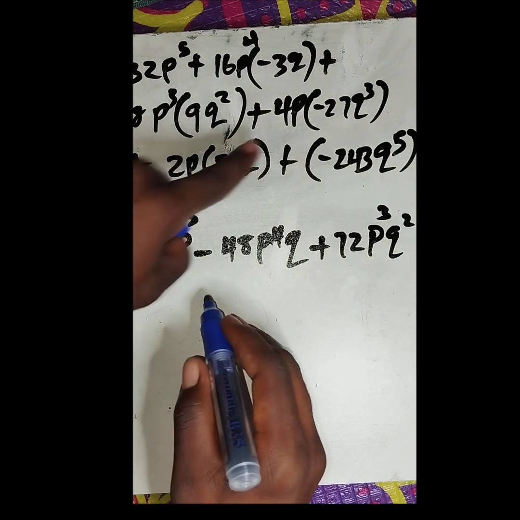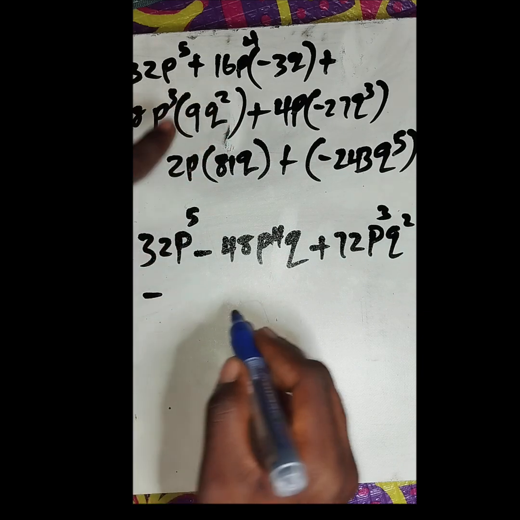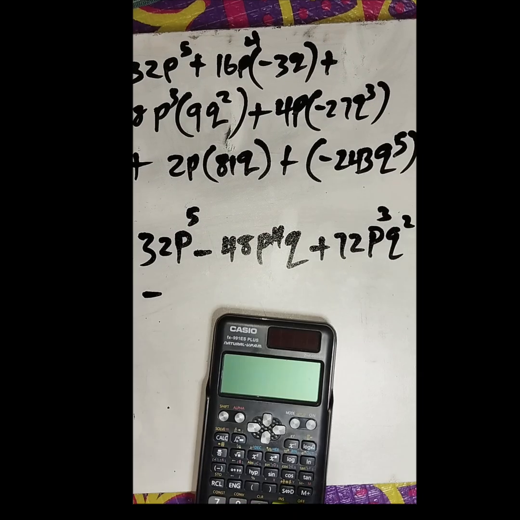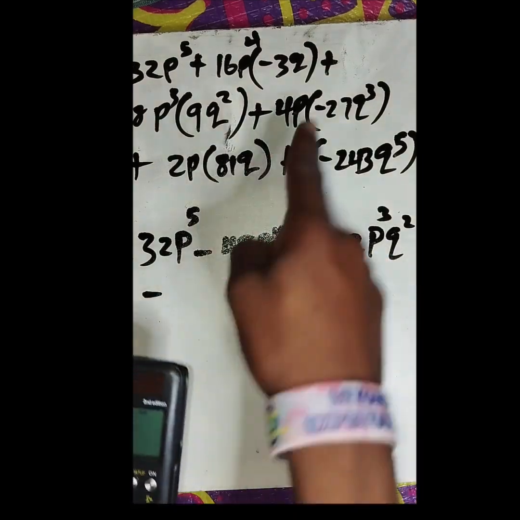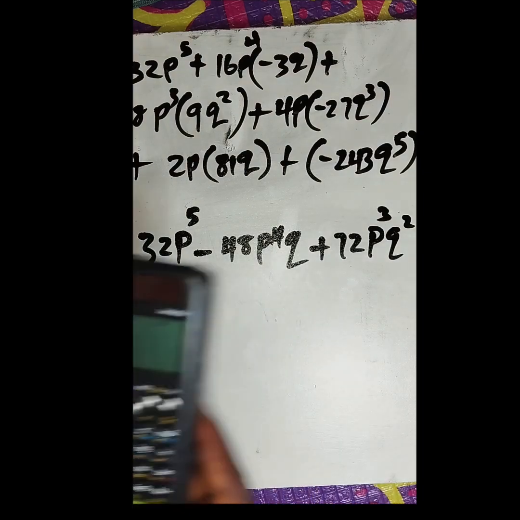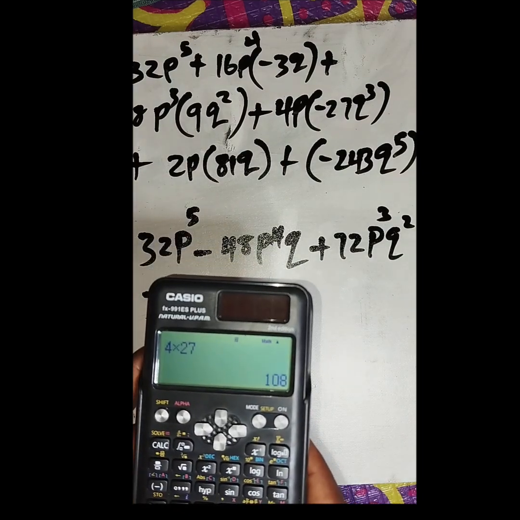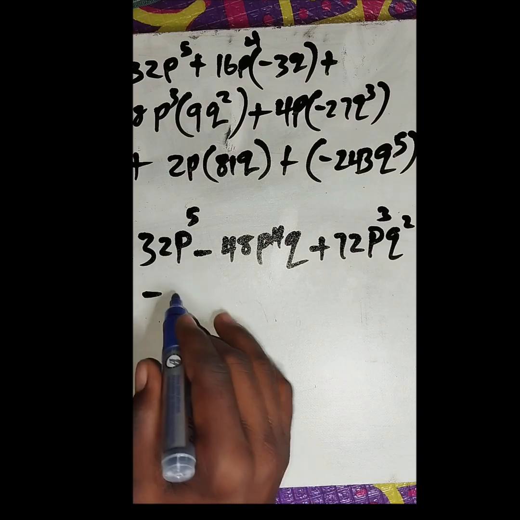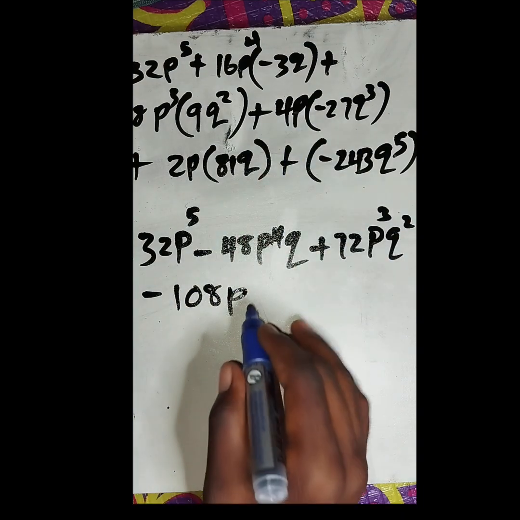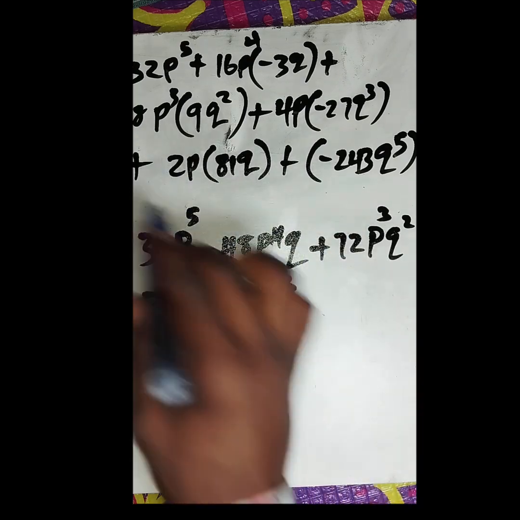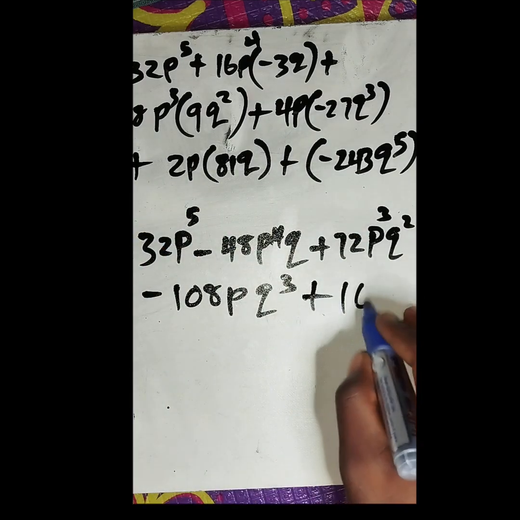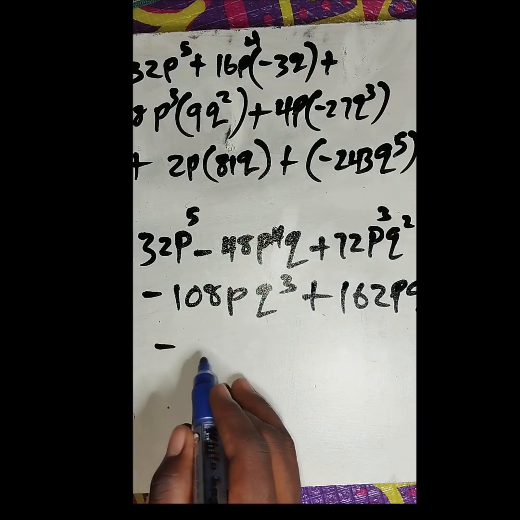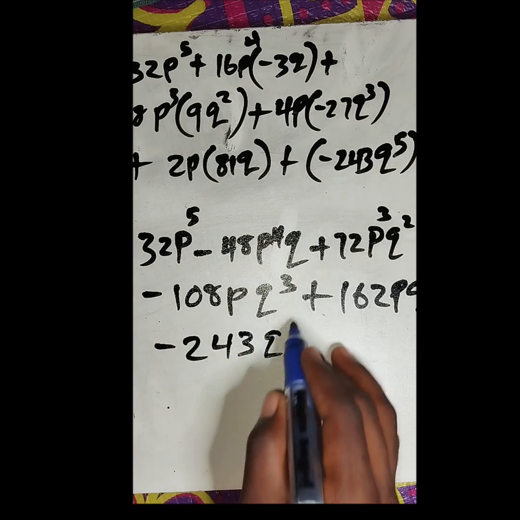Okay, let's go again. Plus times minus is minus. 4 times 27. Okay, let's make use of our calculator here. 4 times 27, that's 108. So we have 108p, just p, and q raised to the power of 3. Okay, let's go again. Plus 2 times 81, that's 162pq. Okay, plus times minus is minus, obviously, 243q to the 5. Are we done?